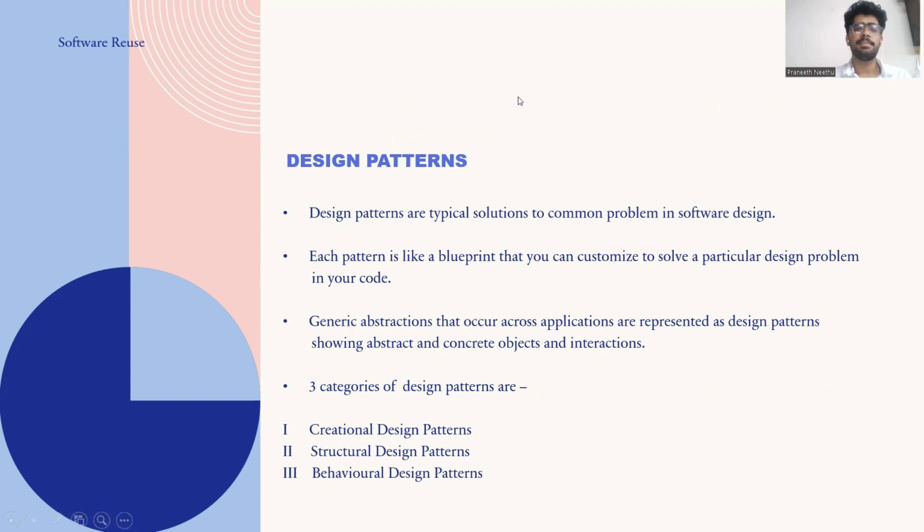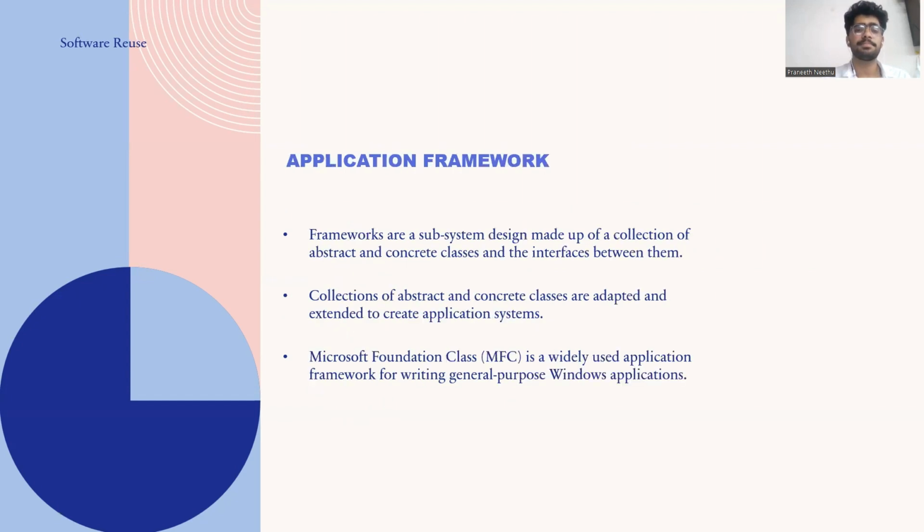Next, design patterns. Design patterns are typically solutions to common problems in software design. Each pattern is like a blueprint that you can customize to solve a particular design problem in your code. The generic abstractions that occur across the applications are represented as design patterns, showing the abstract and concrete objects and interactions. The important categories of design patterns are creational design patterns, structural design patterns, behavioral design patterns.